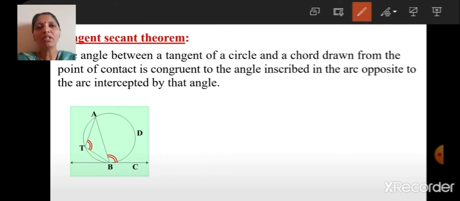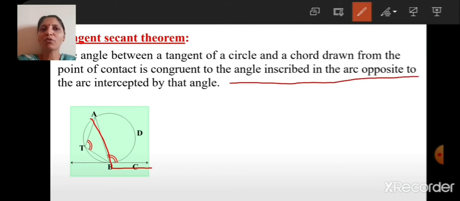So the angle between the chord and the tangent is angle ABC. What is given in the statement? This angle will be equal to the angle inscribed in the arc opposite to the intercepted arc by that angle. So what is the intercepted arc by angle ABC? Correct. It is arc ADB. So this is the intercepted arc. Now which is the opposite arc of this intercepted arc? Correct. It is arc ATB. This is the opposite arc.